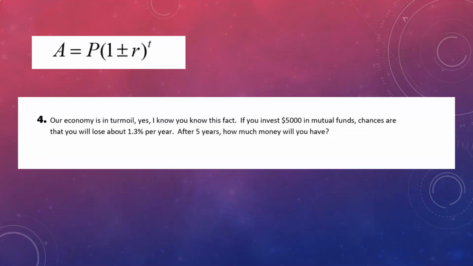All right, our economy is in turmoil. Yes, I know you know this fact. If you invest $5,000 in mutual funds, chances are that you will lose about 1.3% per year. I really don't know if that's true anymore. So after 5 years, how much money will you have? So you're losing, so this is a decay problem. So make sure instead of using that addition, you're subtracting. So 5,000 is my principal, and I have 1 minus 0.013 to the 5th power.